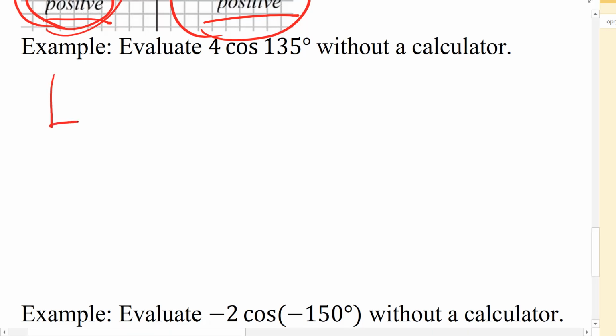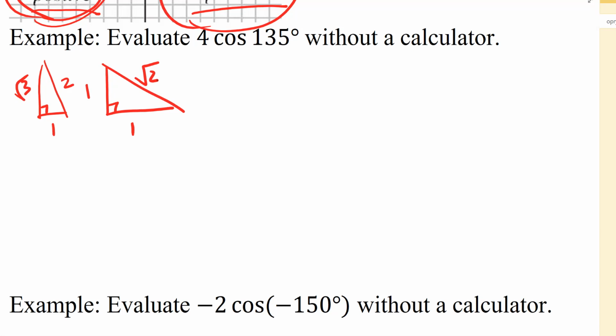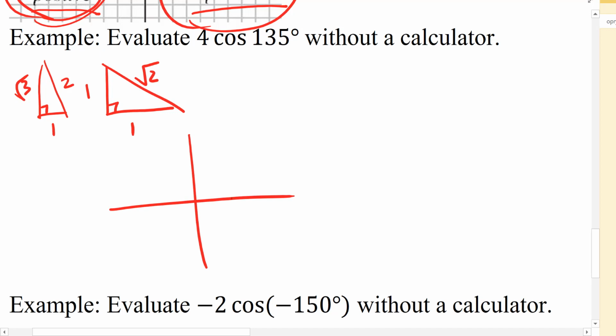All right, so remember your 30, 60, 90 triangle is 1, 2, square root of 3. And your 45, 45, 90, which I'm drawing horribly, is 1, 1, square root of 2. So for cosine 135, I want to figure out what 4 times cosine 135 is. Well, think about it. 135, like we looked at before, is in the second quadrant, and its related angle is 45. So remember these ratios, 1, 1, square root of 2.